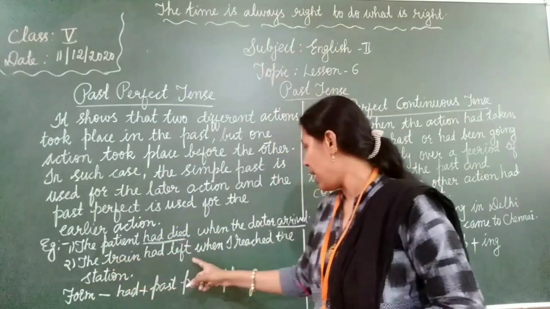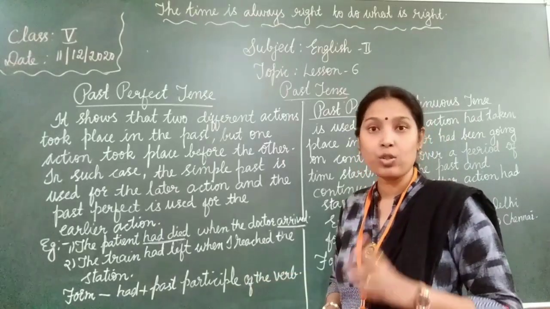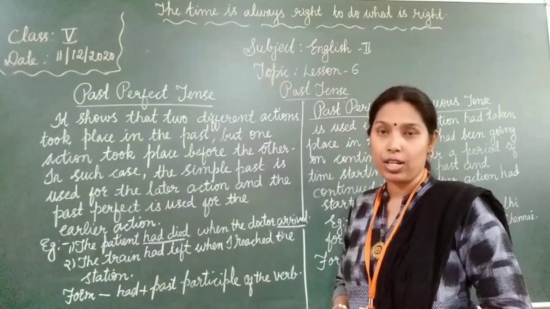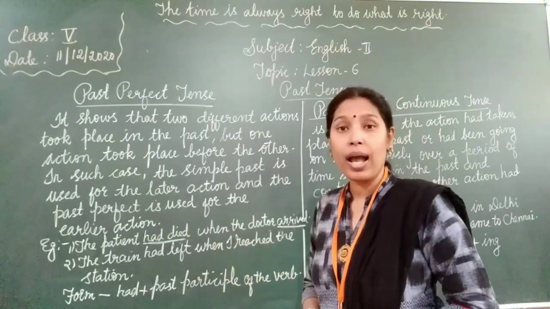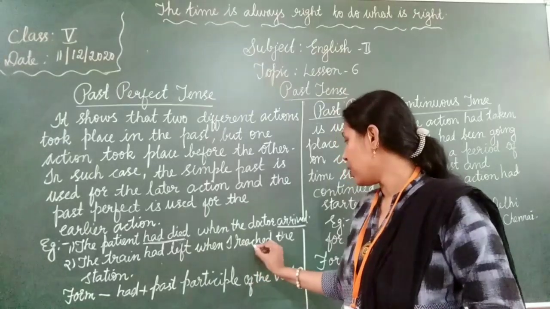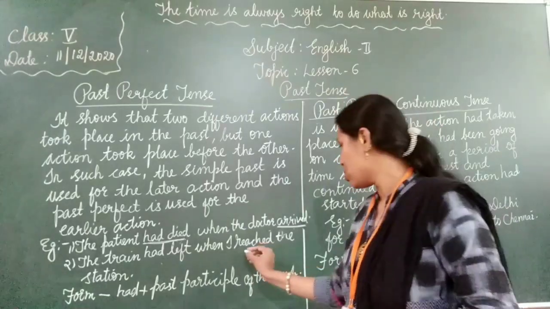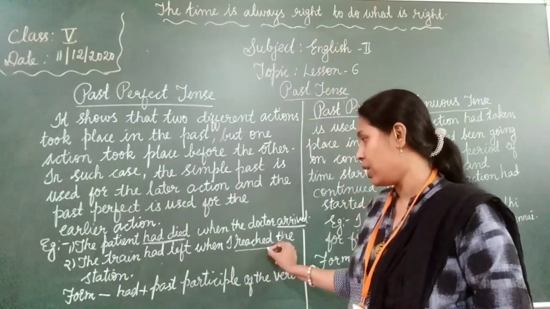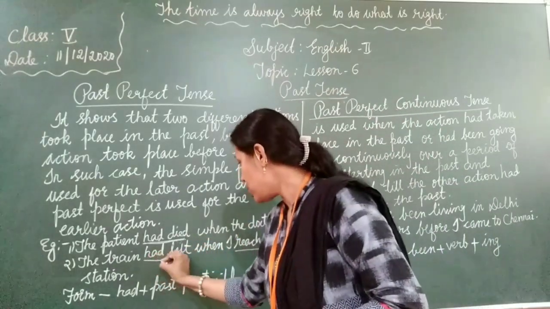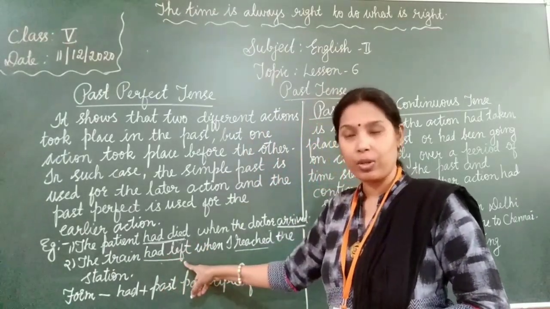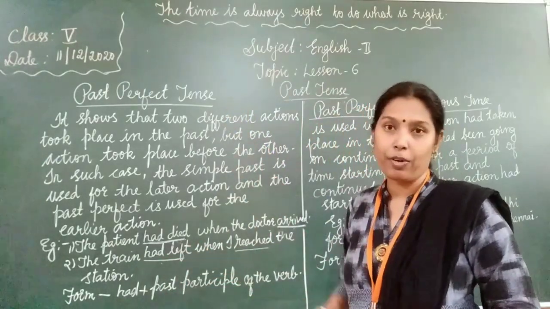The train had left when I reached the station. Two different actions happened. The train had left, I reached the station, right? And which one happened first? The train had left, right? And the second one happened, I reached the station. So for the second action, we will use simple past tense, reached, and for the first one, we will use past perfect, had plus left. Okay? This is past perfect tense.